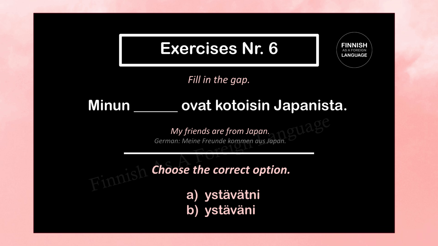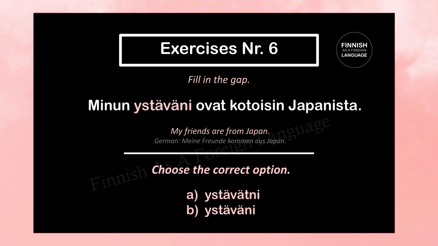Next one. Fill in the gap by choosing the correct option from below. We wanna say, my friends are from Japan. Which option is the correct one? What do we have to fill in? That's right, it's ystäväni. Ystäväni ovat kotoisin Japanista. My friends are from Japan.